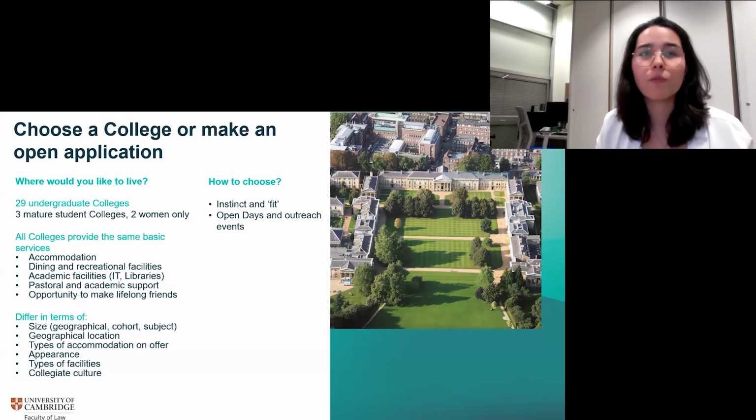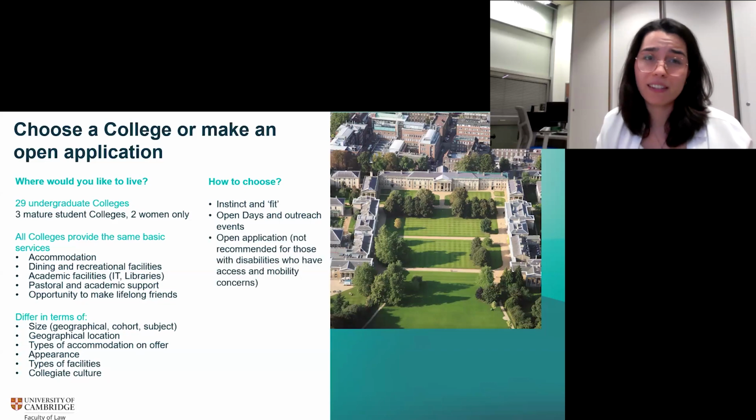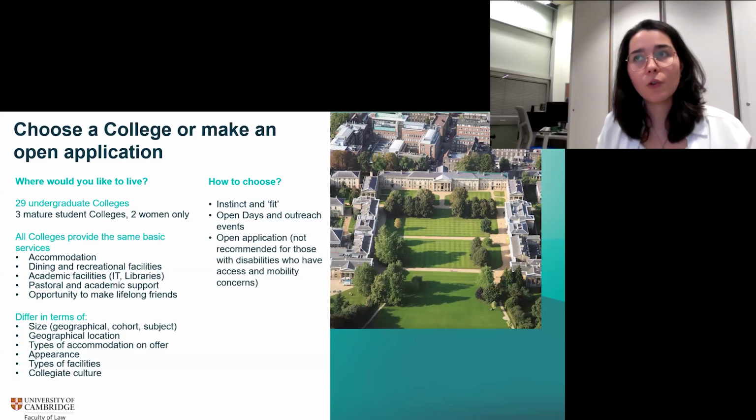It's just interacting with people from that college, seeing what their experience is. You can also do an open application. So basically you just say, I've got no college preference, just allocate me, and then we will automatically allocate you to one. Now, there's no advantage or disadvantage to doing this. You'll be assessed just like every other applicant, but we don't really recommend it if you've got specific kind of disability and accessibility needs.